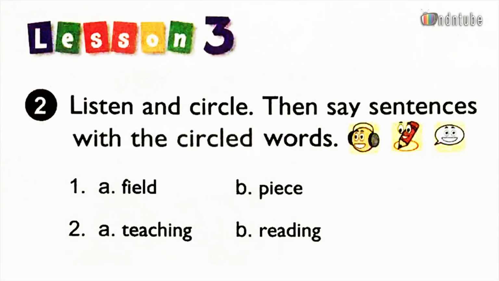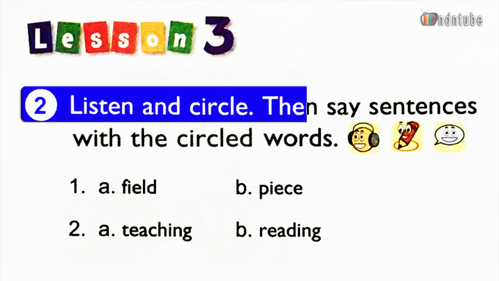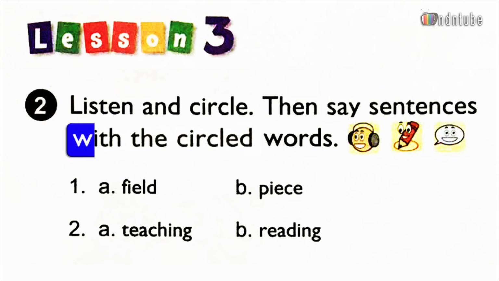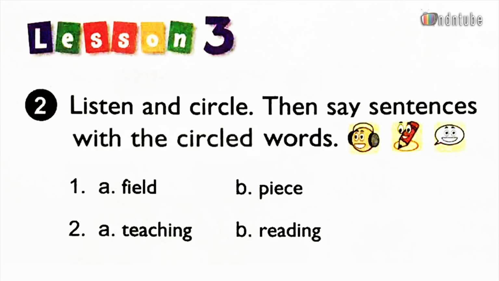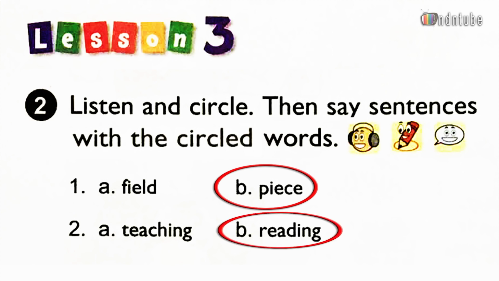Page 16. Activity 2. Listen and circle. Then say sentences with the circled words. 1. Where's my piece of chocolate? 2. Miss Hien is reading a dictation.